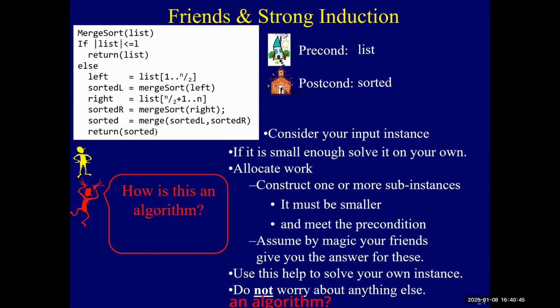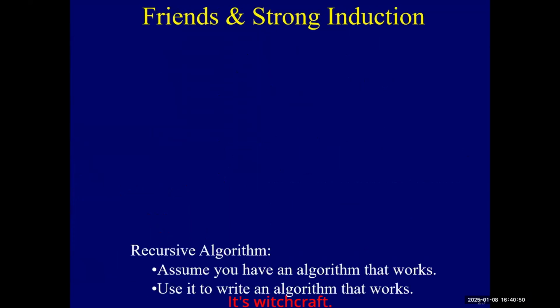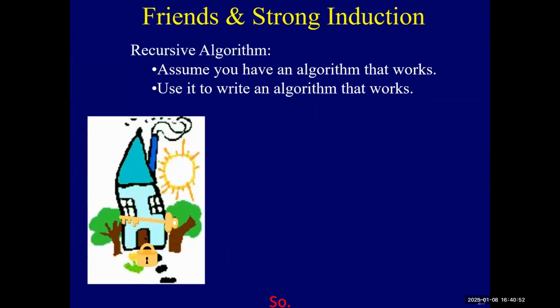How is this an algorithm? All right, that's a question. It's witchcraft. All right, so we want to write an algorithm, and we're assuming that it's already written in order to help us write it.